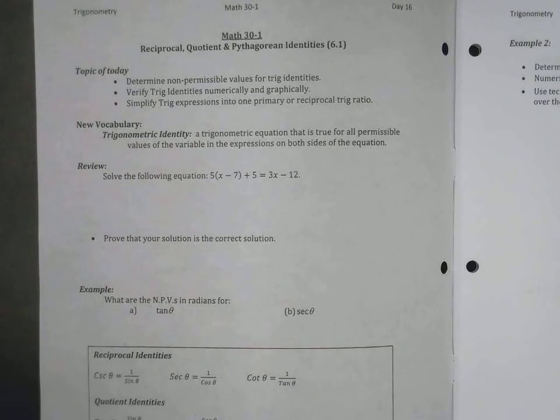Prove trig identities numerically and graphically, and express trig expressions in one primary or reciprocal trig ratio. A trigonometric identity is a trigonometric equation that is true for all permissible values of the variable in the expressions on both sides of the equation.